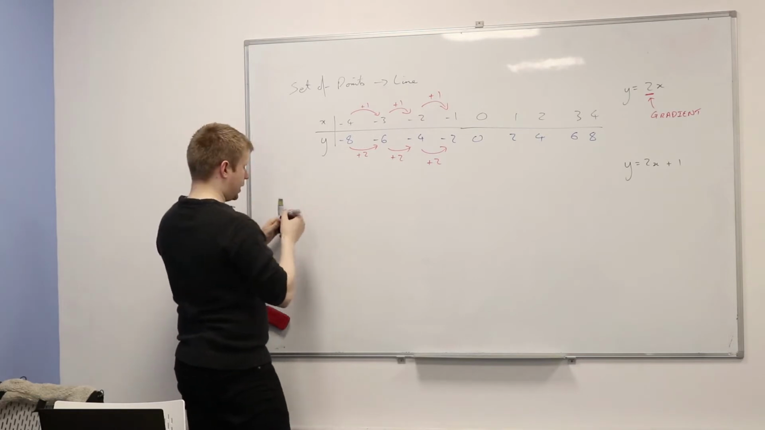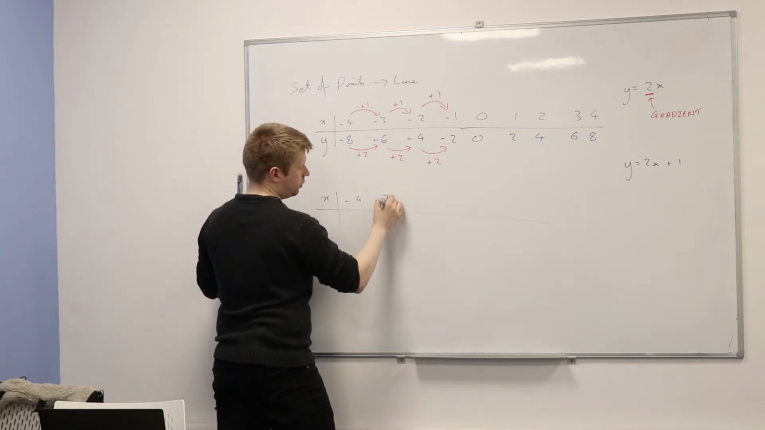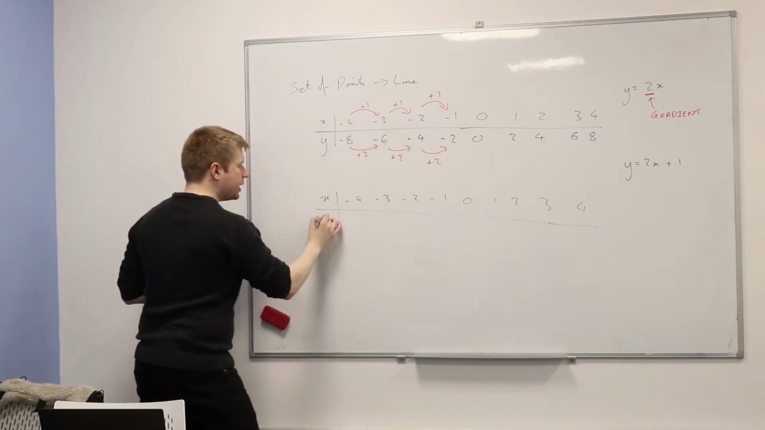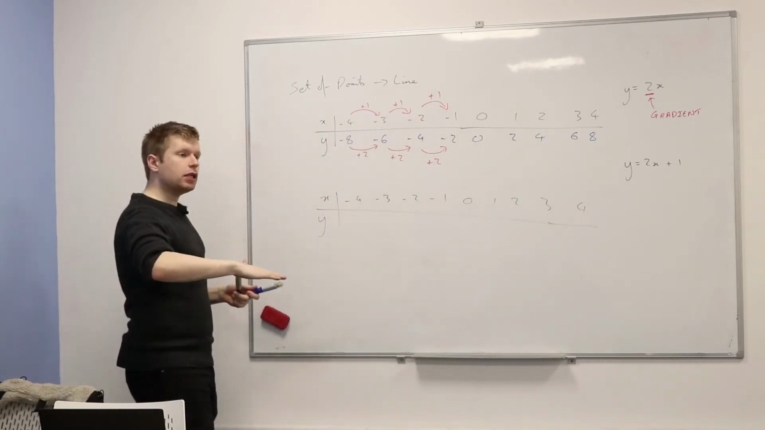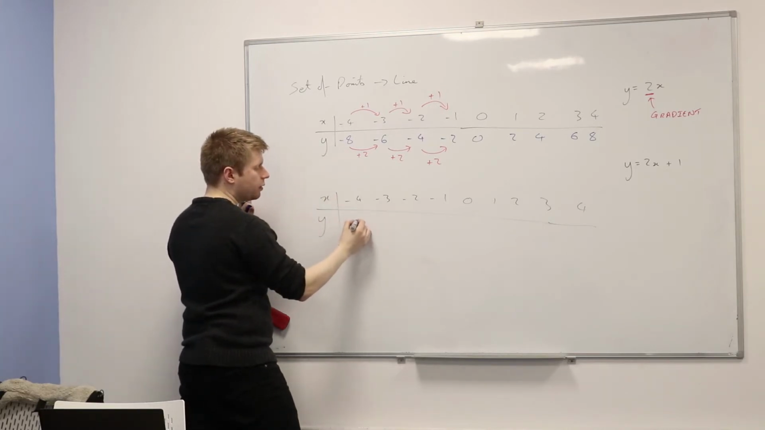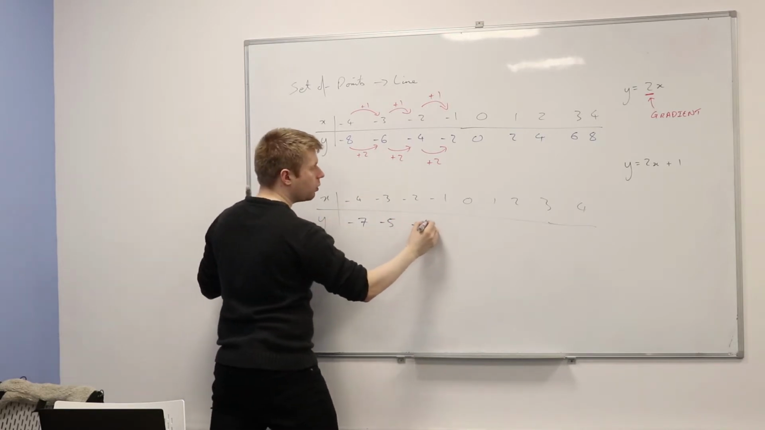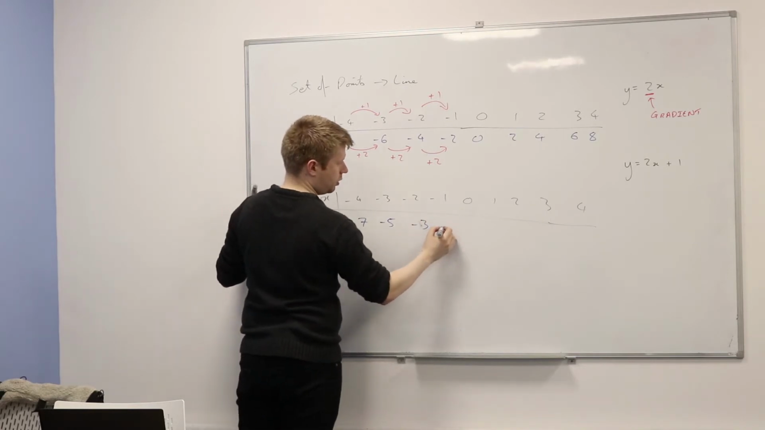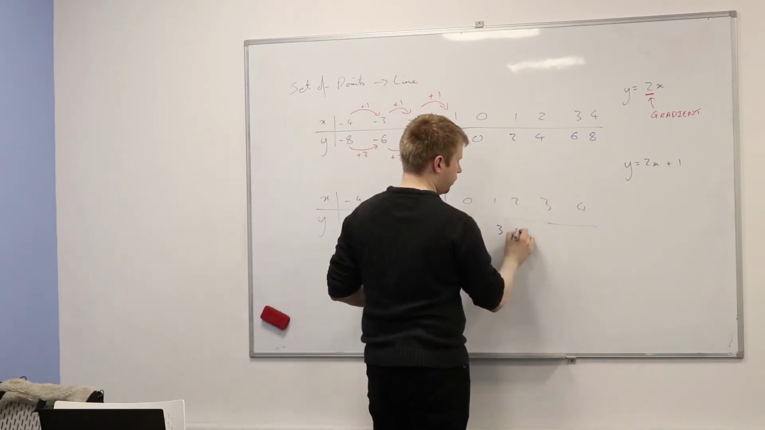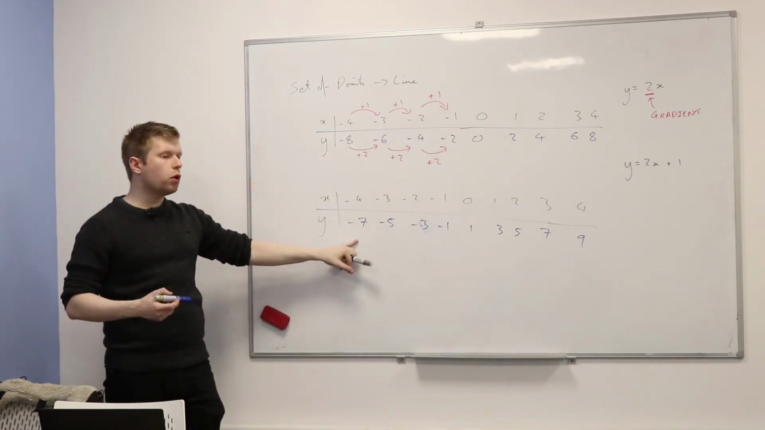So now, if I draw out exactly the same set of points, x going from -4 to 4, same set of points, but this time my y-coordinate is going to change slightly because it's just going to be moved 1 up. So it's going to be not -8, it's going to be -7, not -6, it's going to be -5, and so on: -3, -1, 1, 3, 5, 7, 9. So all of these y-coordinates have just been moved 1 up.